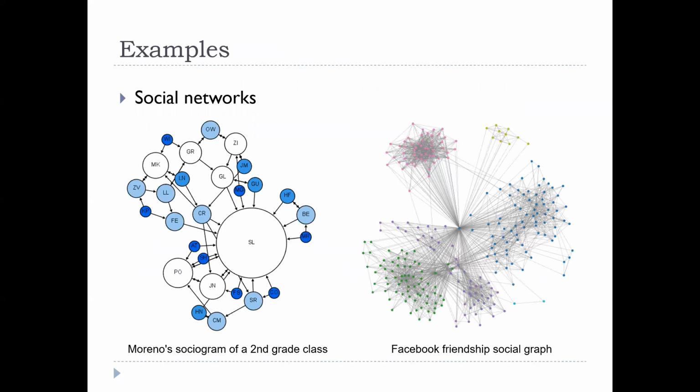Now here are just some examples, for example, different types of social networks. The first one is the sociogram of a second grade class, where different students interact with different students. And the right one is the Facebook friendship social graph, where each node represents a person, and two nodes are connected if they are Facebook friends, if they have that relation.